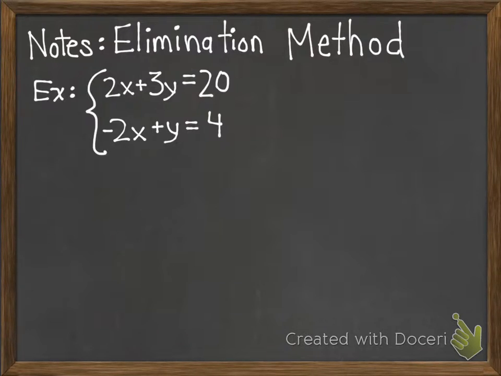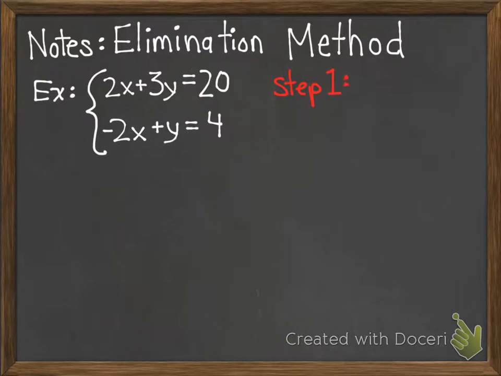These are called standard form, where we have x, y, and then the constant or number after the equal sign. And so anytime you have two equations in this standard form where they're lined up, elimination is going to be the easiest way. You'll notice that the 2x and the minus 2x would cancel each other out if we added them together. So that's what we're going to do.